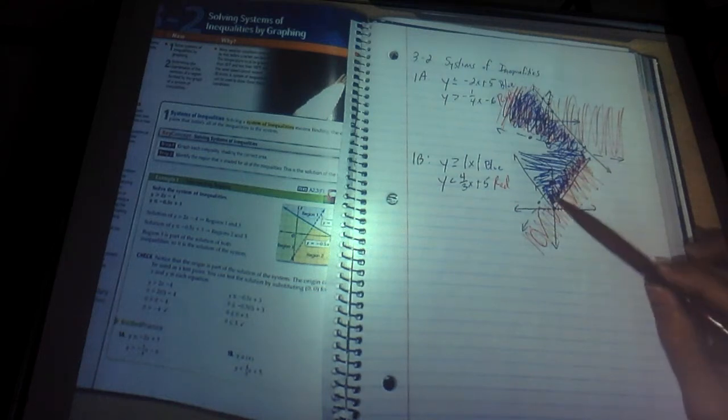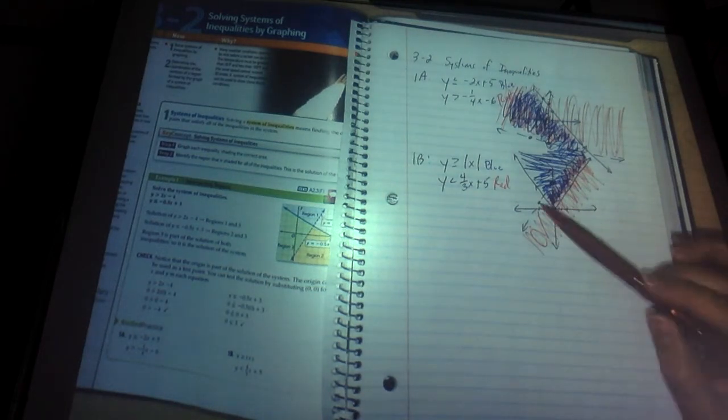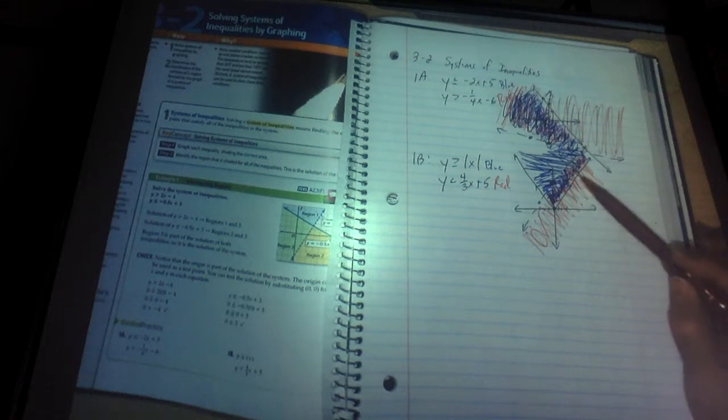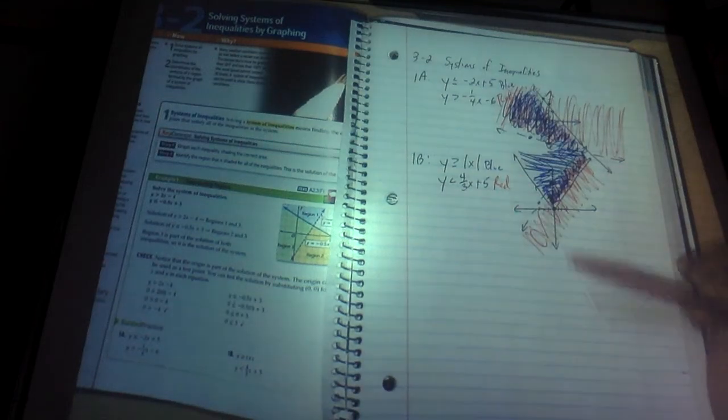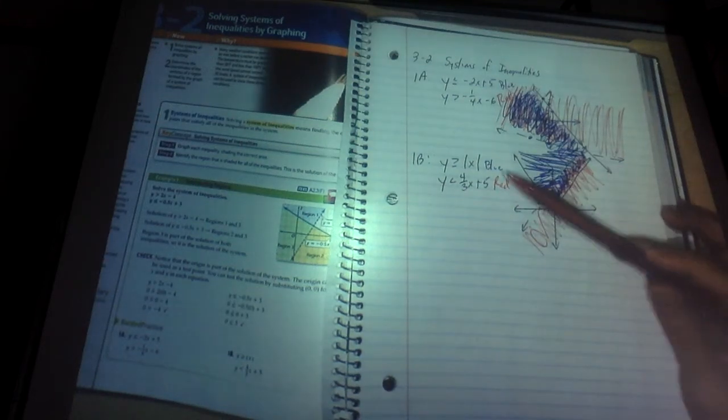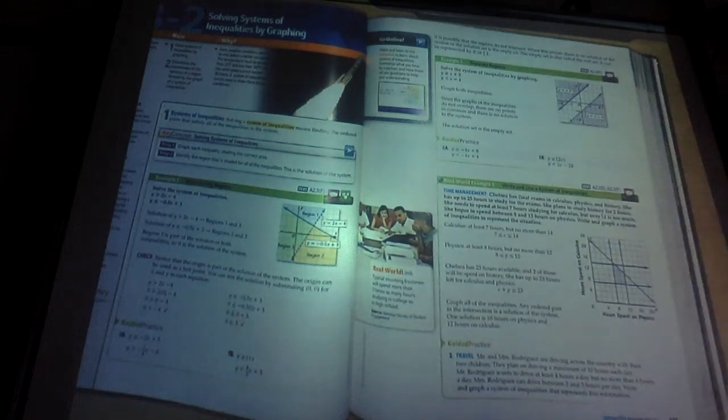I wish it looked purple. It doesn't look very purple. You'll be all right, okay? So on this solid line or in this double shaded part, those ordered pairs fit both inequalities. If it's not in the double shade, it doesn't fit both. If it doesn't fit both, it's not a solution to the entire system, all right? Let's see what we got.